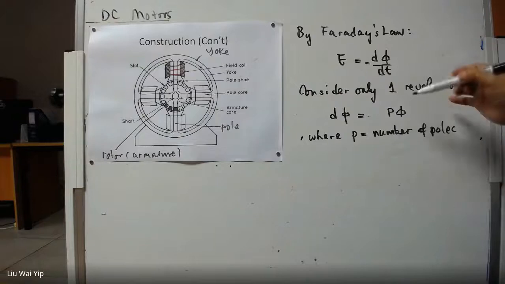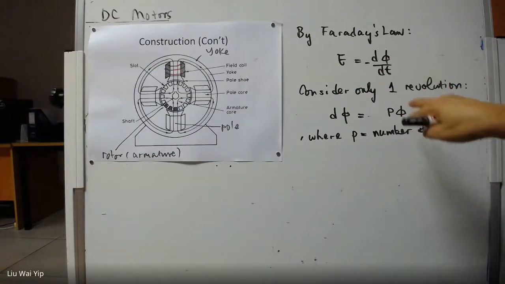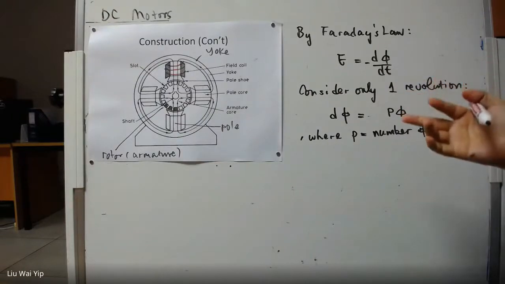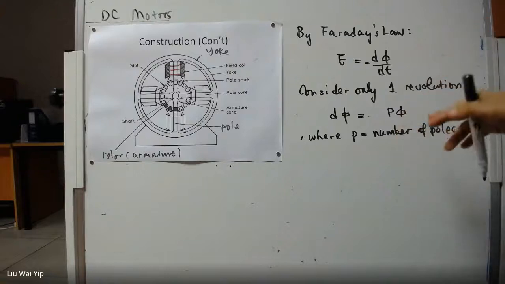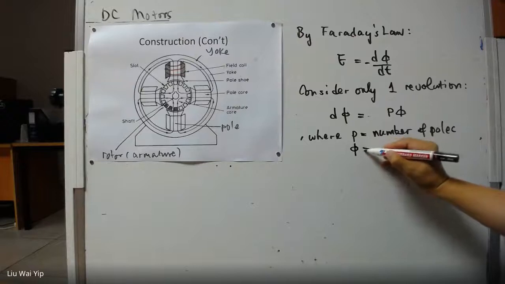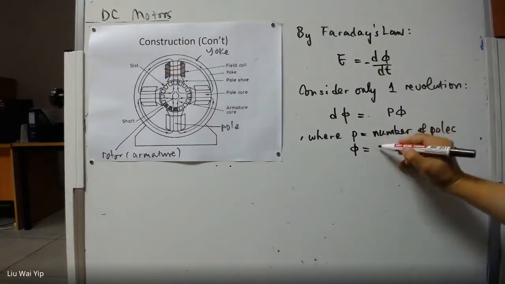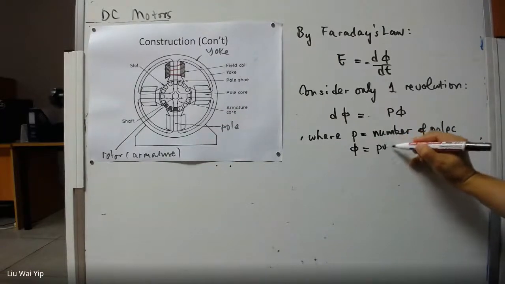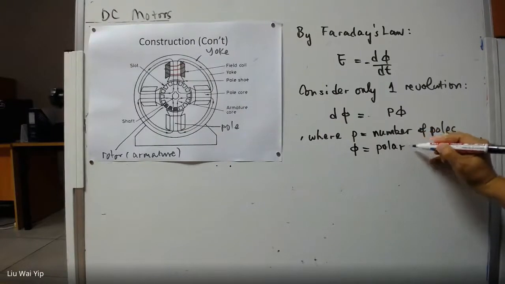And each pole will generate some magnetic flux. So phi here is the polar flux.